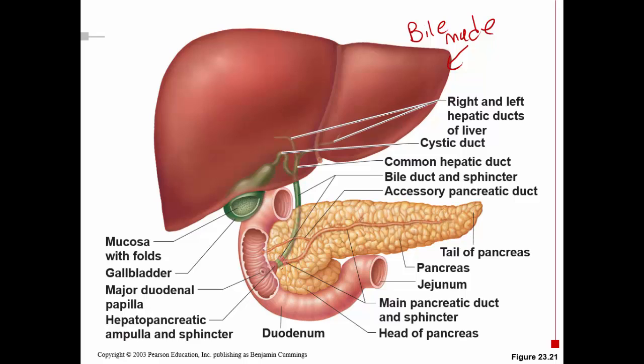Now you'll also notice that there is bile produced in the liver. Bile is going to aid in the breakdown of fat. We'll talk about that in a minute. But bile is made in all lobes of the liver.